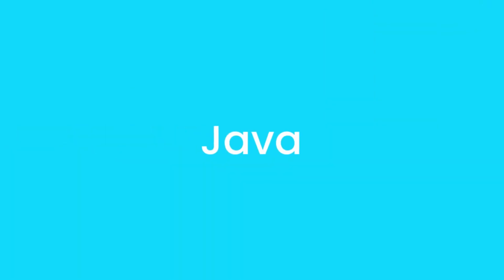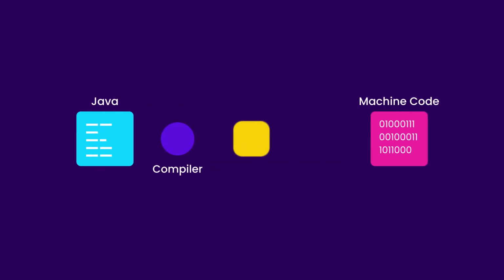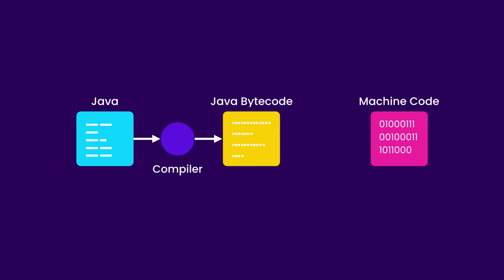Java came to solve this problem. Java compiler doesn't compile Java code into machine code. Instead, it compiles it into a portable language called Java bytecode, which is not specific to a hardware platform like Windows or Mac. Now, we still need to convert Java bytecode to machine code. So Java also comes with a program called Java Virtual Machine, or JVM, for doing this.